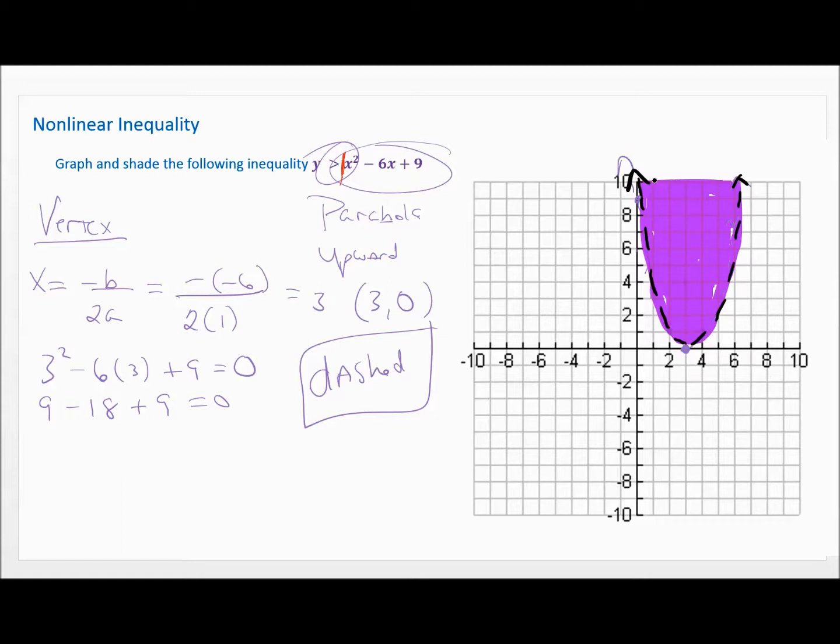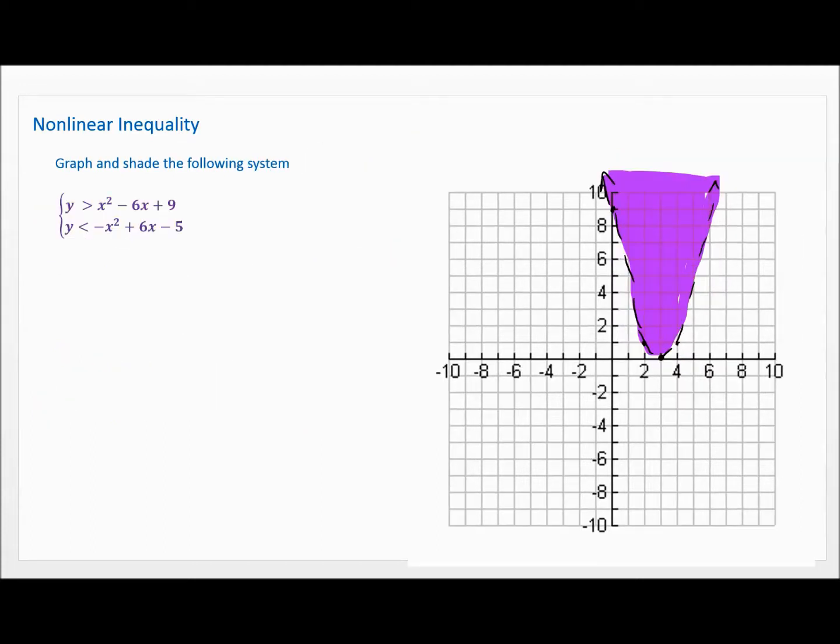Okay, now let's turn that into a system. All right, so now we have a system. If you'll notice, the first inequality, y is greater than x squared minus 6x plus 9, has been regraphed. We did that on the previous page. It was prettier on the previous page, but that'll be okay. Now let's look at the second inequality. I've got y is less than negative x squared plus 6x minus 5. Now, is that a straight line? Nope. That's a parabola as well, right? Because of the x squared. It is dashed. Okay, so we're going to do this one as a dashed line as well.